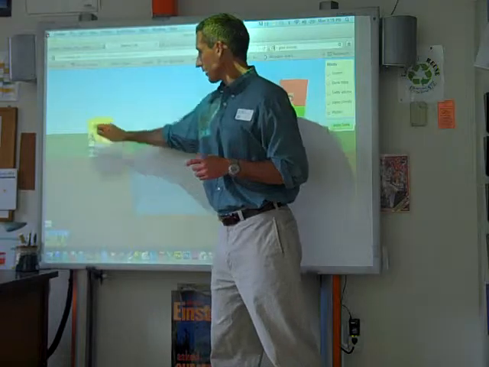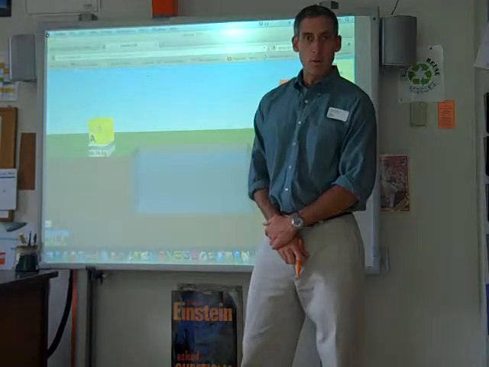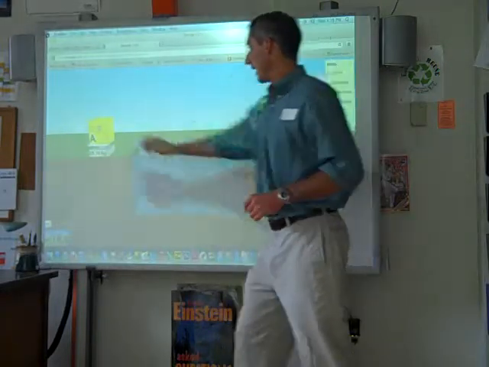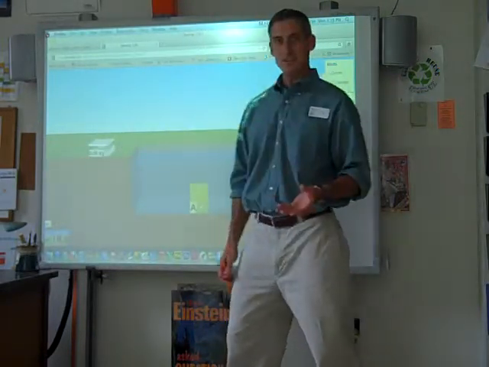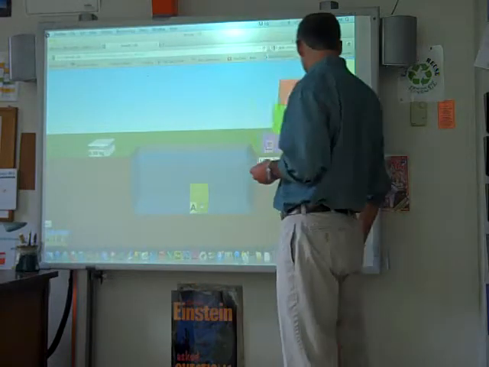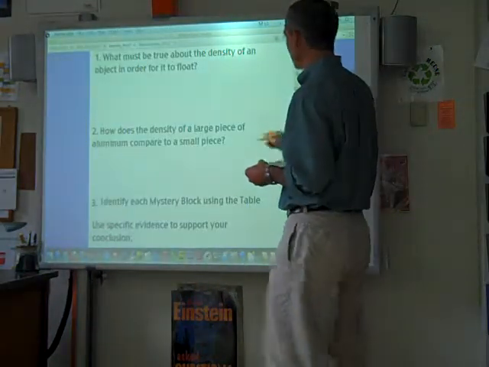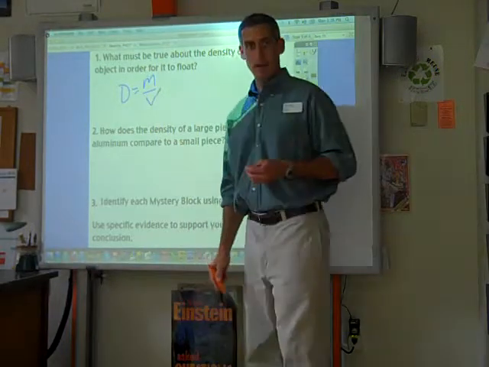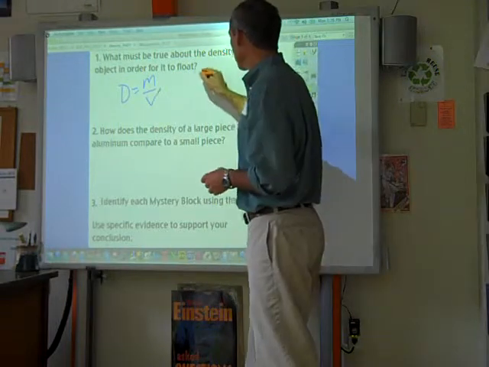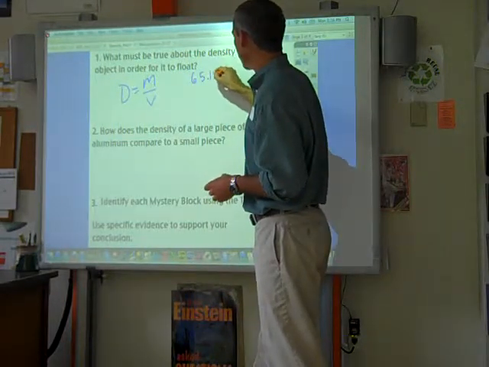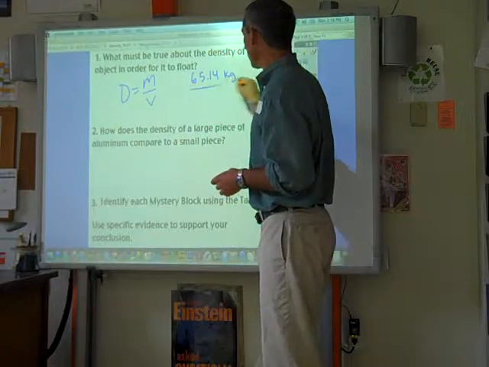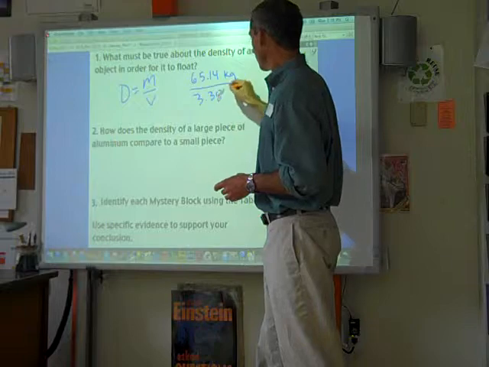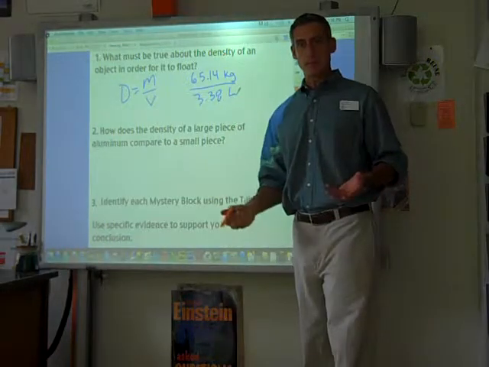Let's find its mass, and we bring it to the balance scale. 65.14 kilograms. That is a lot of mass and not that much volume. Well, let's find out just how much, and we'll plug in our calculation for density. Remember that density is equal to mass over volume. We just found out that the mass of that block was 65.14 kilograms. The volume of that block was 3.38 liters. And that's just a simple calculation.